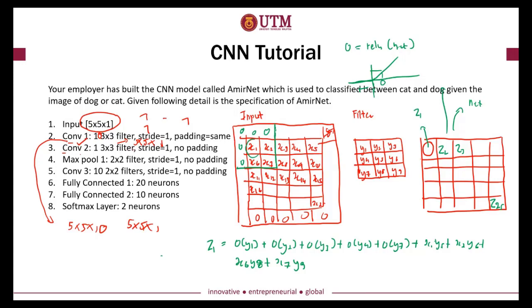Because there is no padding, now it will become 3 times 3 times 1. So why is it 3 times 3? Because without padding, this 5 times 5 input will shrink into 3 times 3. And this time the depth is 1 because the number of filters is equal to 1.